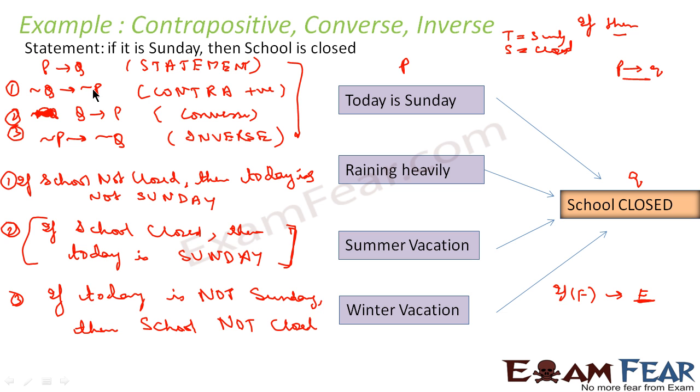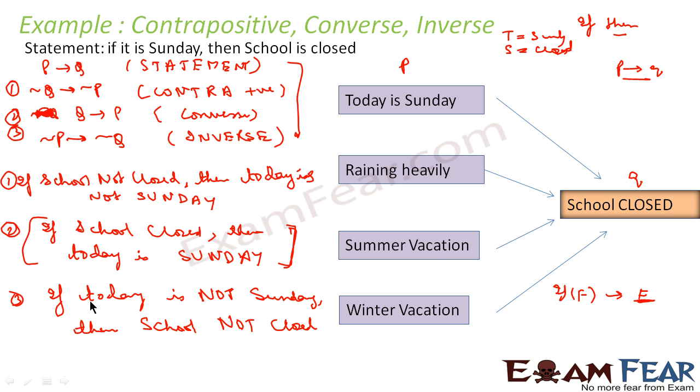See what we have seen now: the statement is true because we have assumed today is Sunday and school is closed. And we found the contrapositive is also true because school is not closed is false and today is not Sunday is also false. If false, then false, it is true. But the converse is not true.